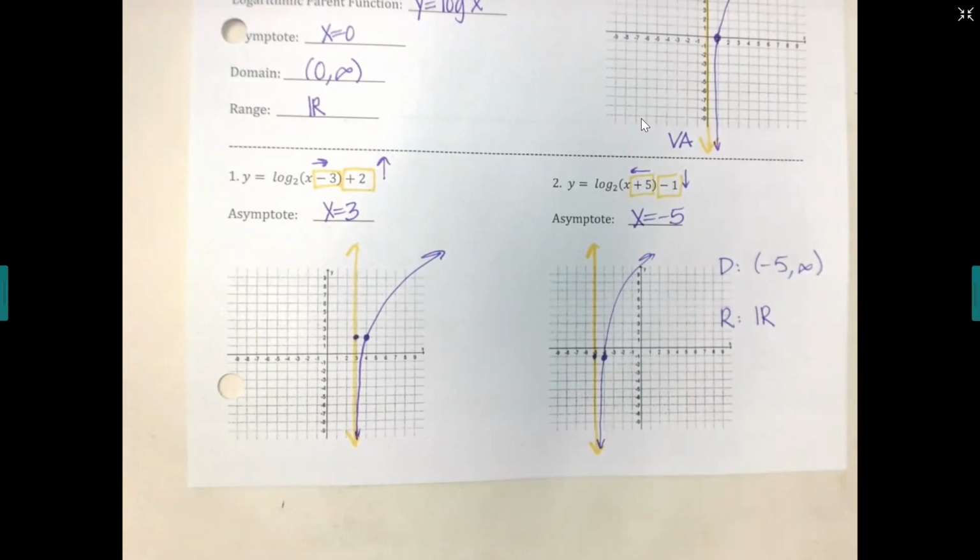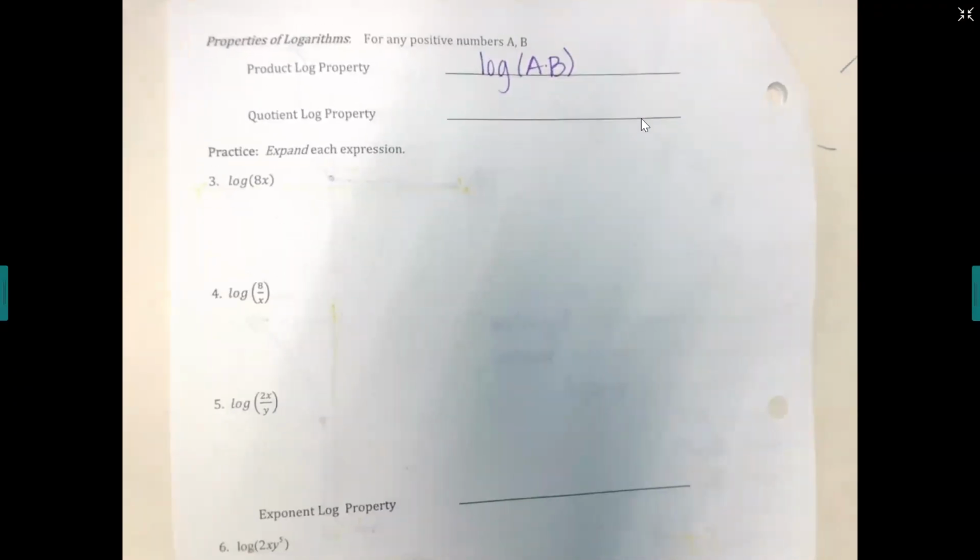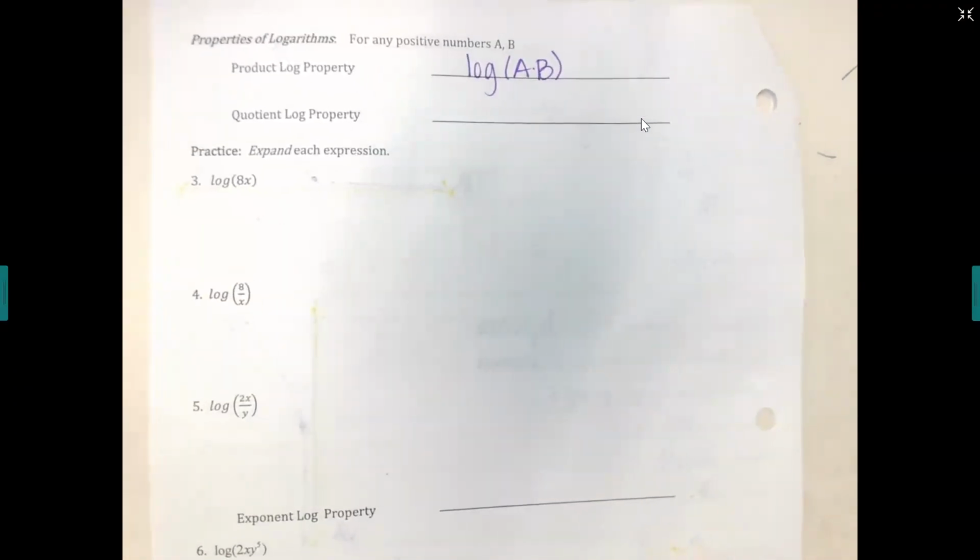Okay, so graphing these should be pretty easy. The other thing is logs have a bunch of weird properties. They're really only 3, so there's not a bunch, but they're kind of weird. So just go with it. For logs, if you have the log of 2 things that are multiplied, let's say A times B, you can split those up into separate logs using addition.